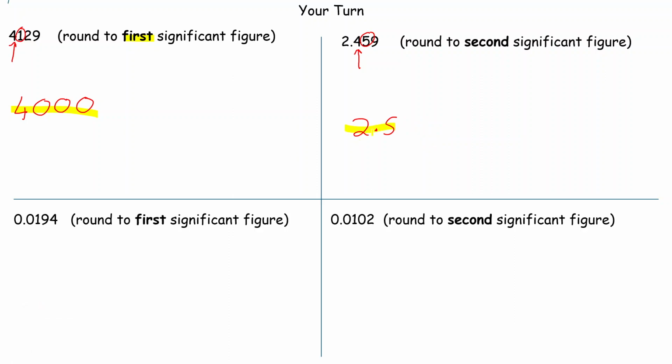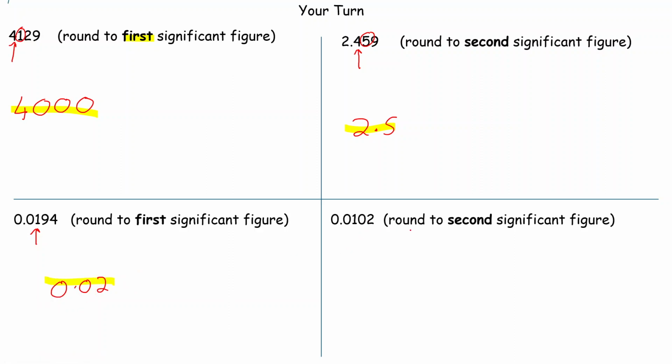Next one, your first significant figure here is going to be that 1. It's your first number after the zeros. Your number to the right of it is bigger than 5. It's going to be rounding up to a 2. So 0.0, and then the 1 becomes a 2. These become zeros, but again, because you've got decimal points, they can just go. So you can just keep it as 0.02.